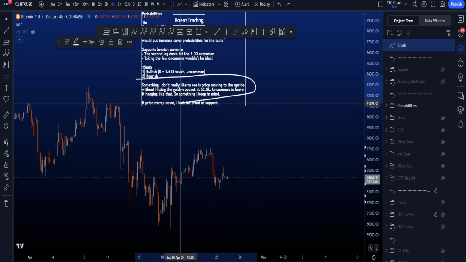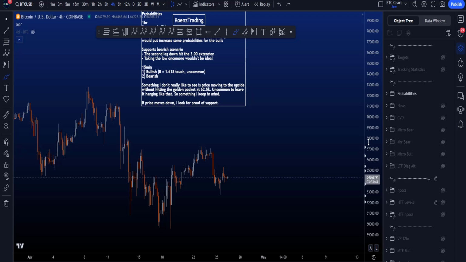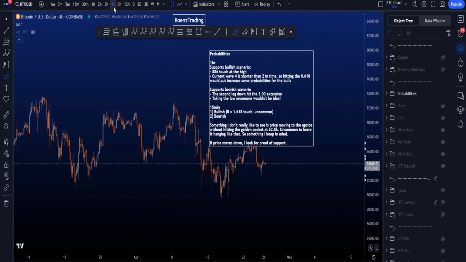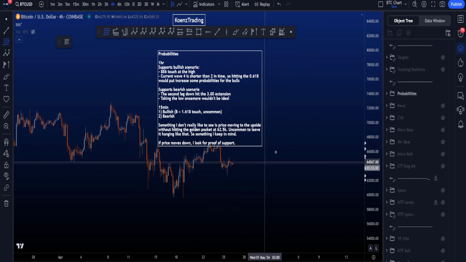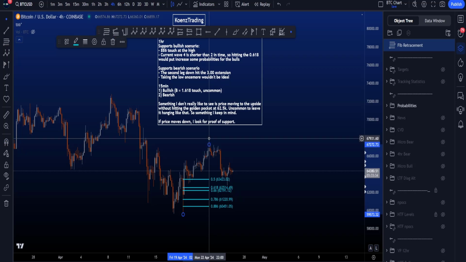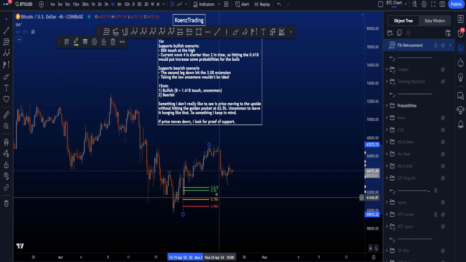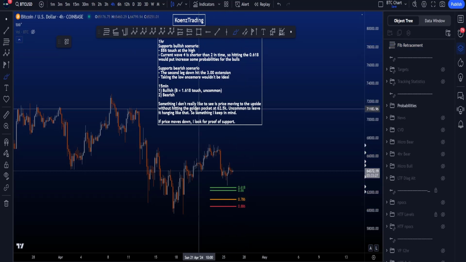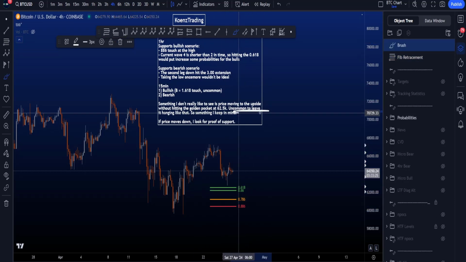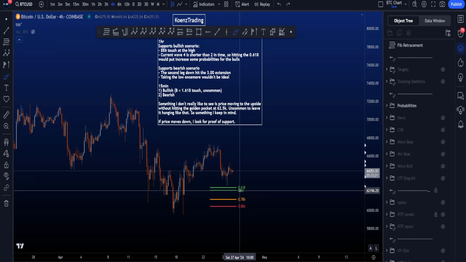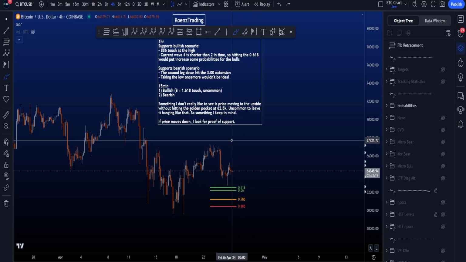However, also something I don't really like to see is that price move towards the upside without hitting the golden pocket. And if we take a Fibonacci from the low over here to the high, right, and I toggle on the golden pocket over here, you can see that actually price just missed out on hitting that golden pocket, and it is quite uncommon to leave the golden pocket hanging like this and moving to the upside just above touching that 618, right? So that is something to at least keep in mind for the future.